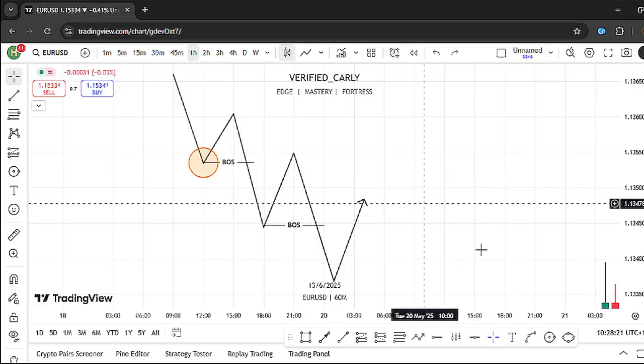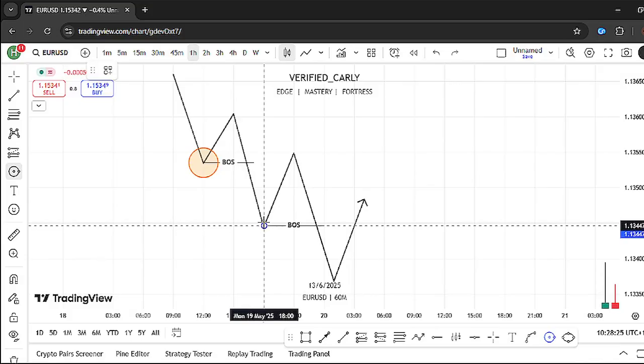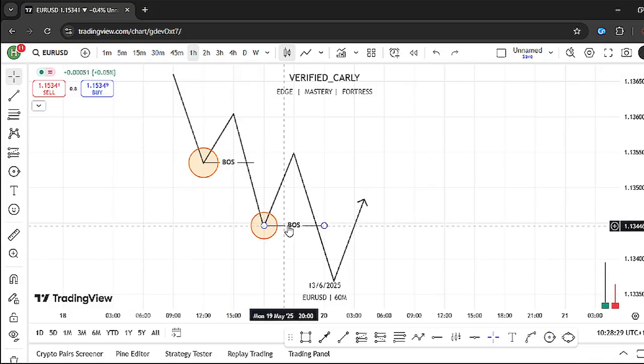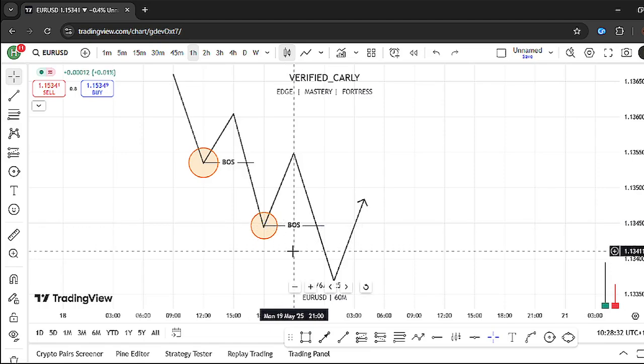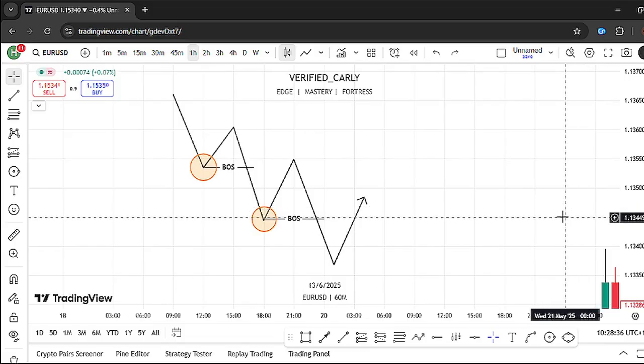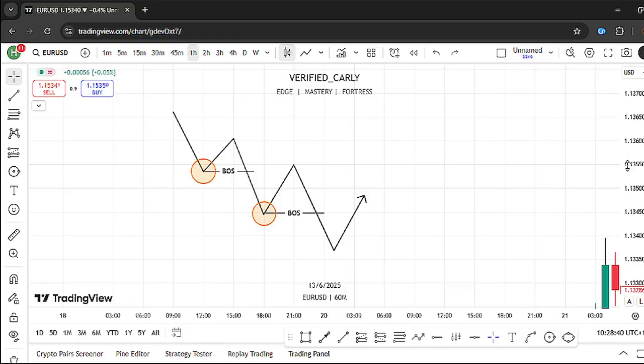Price broke structure. This other low now, let me show you guys. You are seeing it. Price still broke it to the downside. So this is called a break of structure. I hope you guys understand. Try and learn it, try and understand it, practice it. With time you will understand all this.